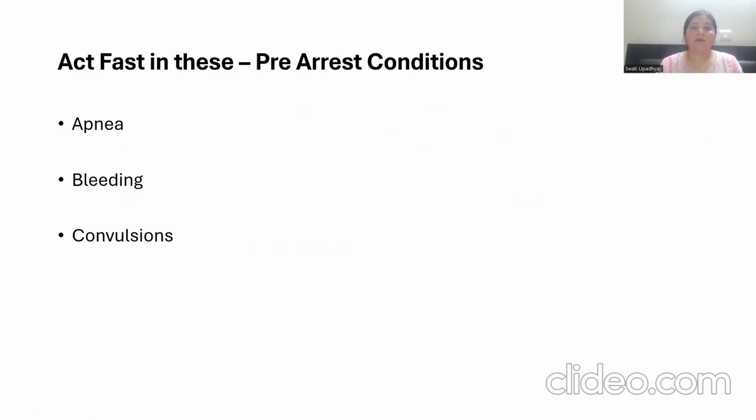Next is convulsions. As we have seen, a baby who is having convulsions should be attended immediately, and we have already discussed the line of action. So apnea, bleeding, convulsions, these are all pre-arrest conditions. Here we do not have time to do the primary survey and we must act immediately.